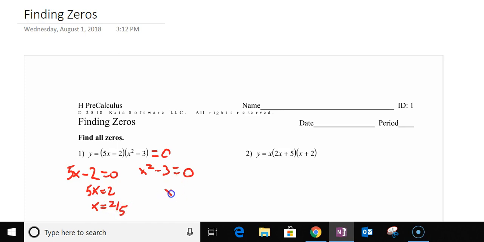We're going to do the same thing over here. We're going to move the 3 over, so we get x squared equals 3. And then we have to take the square root of both sides. So you get x equals, now here's a trick, there's going to be two answers, plus or minus the square root of 3. Because remember, when we take the square root of something, you could get either a positive or a negative. So there you have it. You found the zeros for that function. It's already been factored. That's all you got to do. So that part, pretty straightforward, pretty simple.